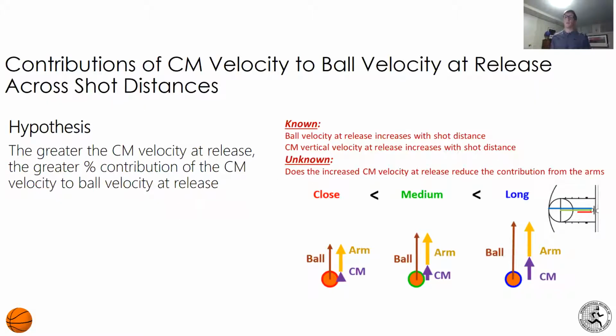So what we did in this study was increase shot distance from the hoop, which systematically increased the center of mass vertical velocity at release. What's been known is that the ball velocity at release would increase with the increase in shot distance, and again, the center of mass vertical velocity at release would increase as well. What was unknown is whether, with an increase in center of mass velocity at release, that would then reduce the contribution from the arms.